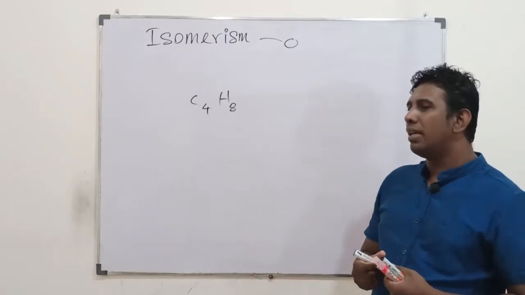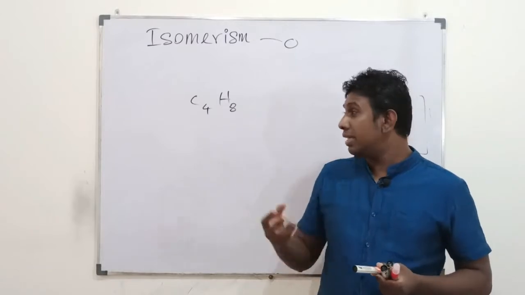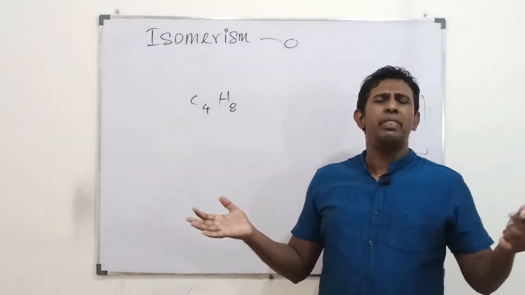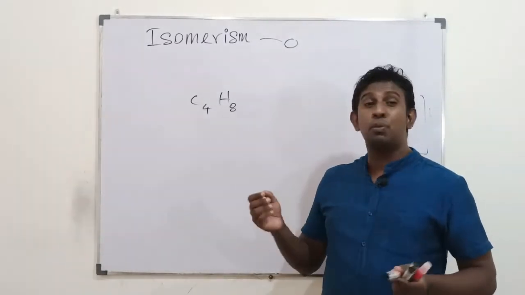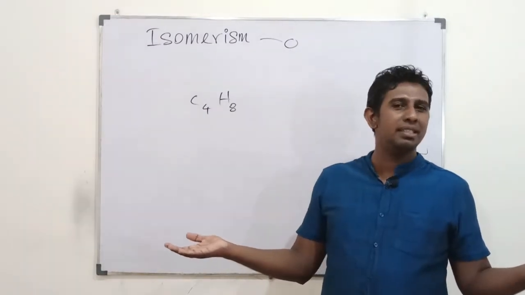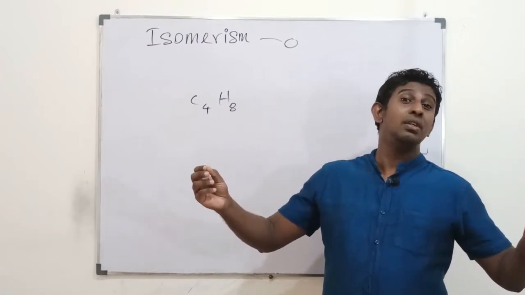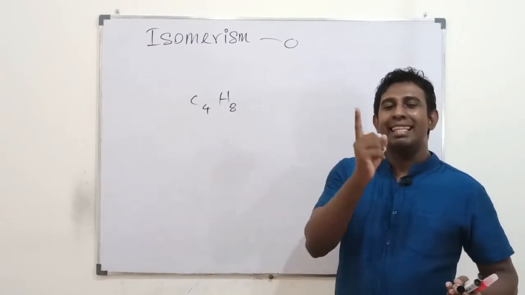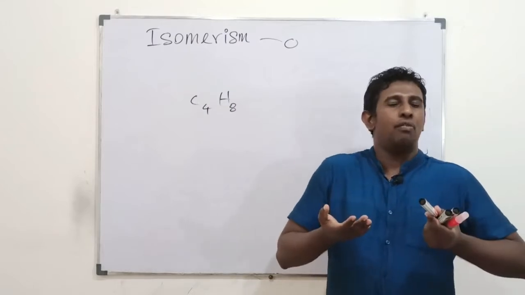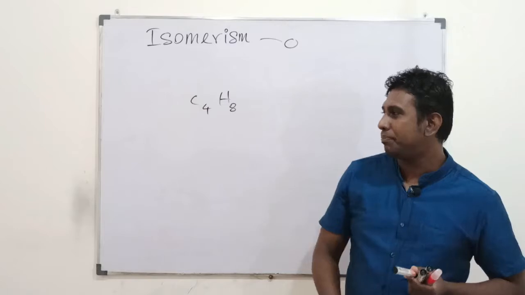It could be either a carbon-carbon double bond, means a pi bond within the structure you are having, or otherwise it's possible for you to have a cyclic structure. See how easily we could predict which kind of structure it could be. That's the advantage of knowing this concept, unsaturation number.